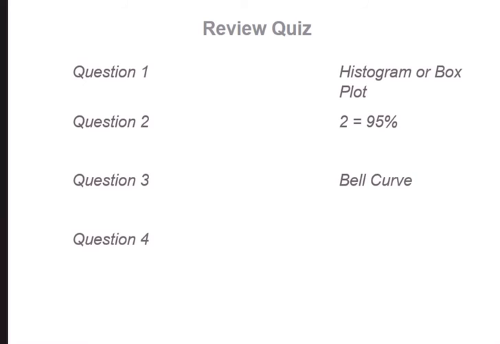Question 4 and final question. A distribution with 2 peaks is called what? The answer is a bimodal distribution. A distribution with 2 or more peaks is a multimodal distribution.